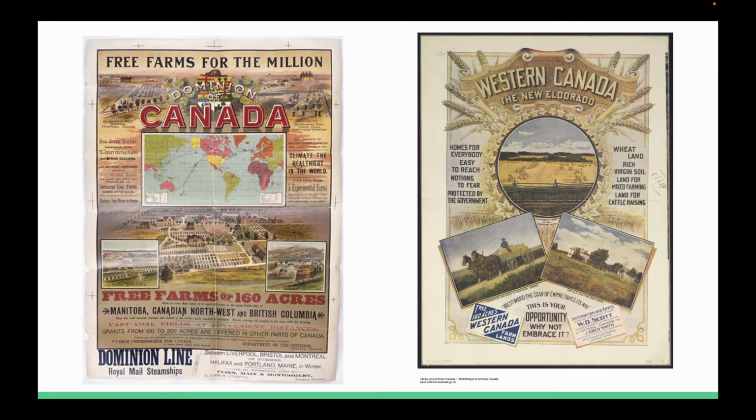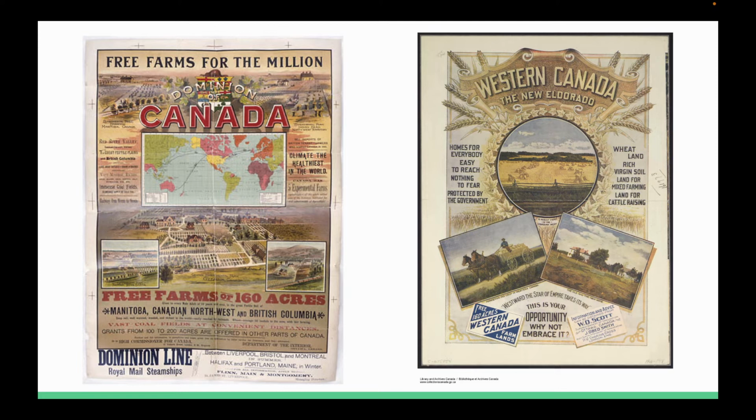You may have seen this before. These are early posters trying to entice people, especially those from the British Isles, so from Britain, to come to Canada. Canada has always been seen as a land of opportunity. At one point, they were offering free land to get people to come over. They wanted to settle the West. They wanted more people to come into the West, and their plans did succeed.